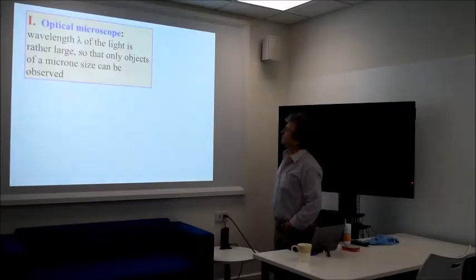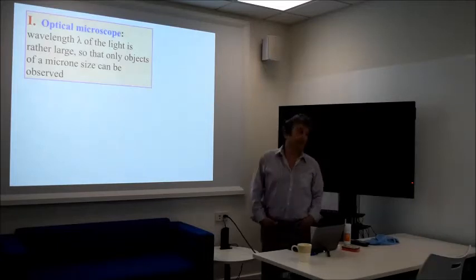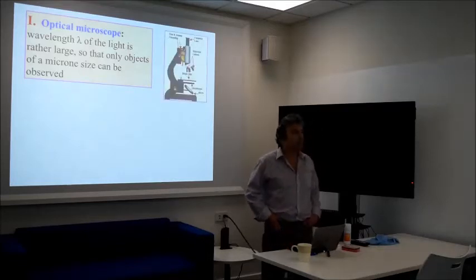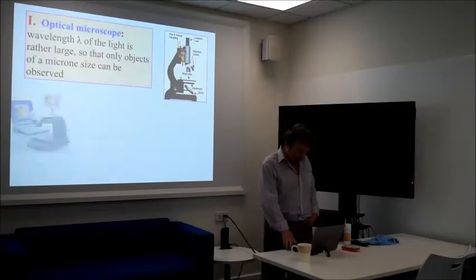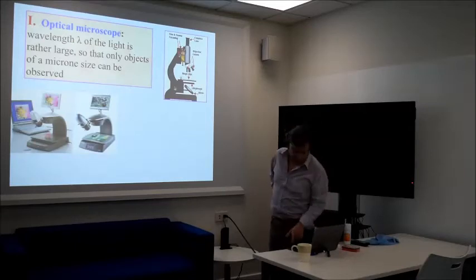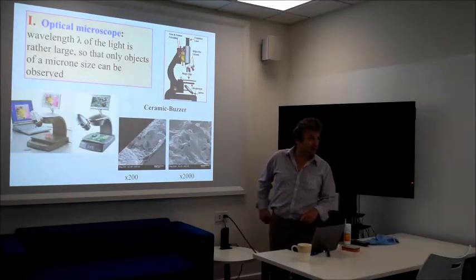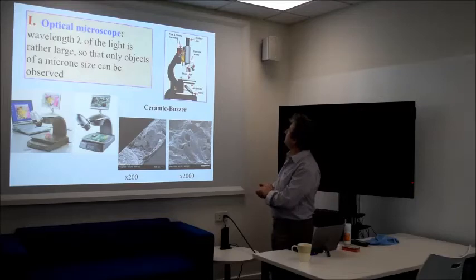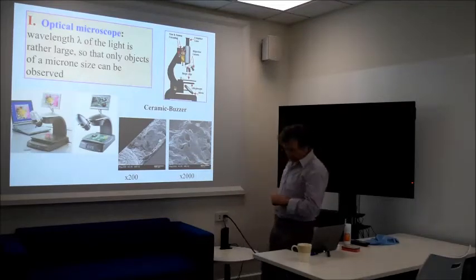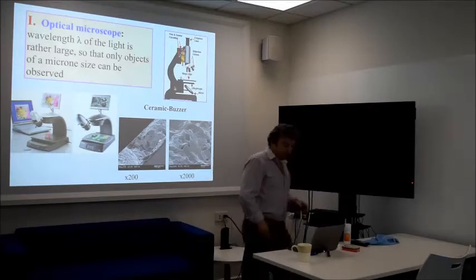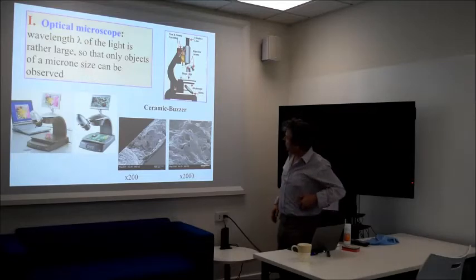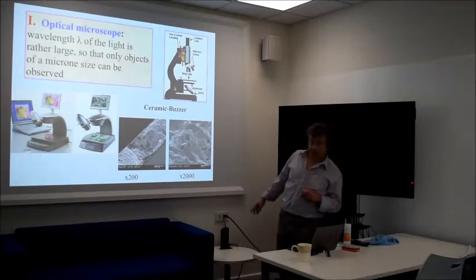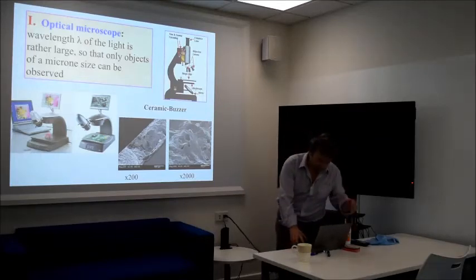Let me start from far away, from the optical microscope. With the optical microscope, you have a wavelength of light, and with this you can see something on a micro scale. These are microscopes from 15 years back, modern by that time, connected to a computer. You don't need to look into it with your naked eye. You see an image on the screen. These are two images of a ceramic buzzer with 2000 times magnification. So you can see something, but it's not atoms.